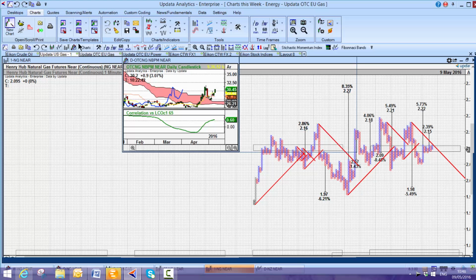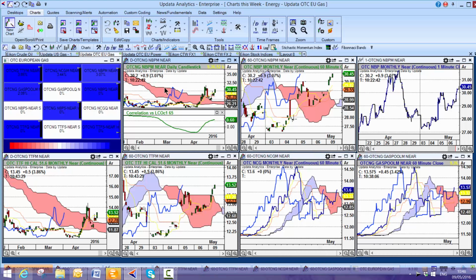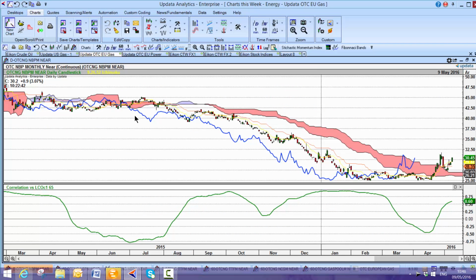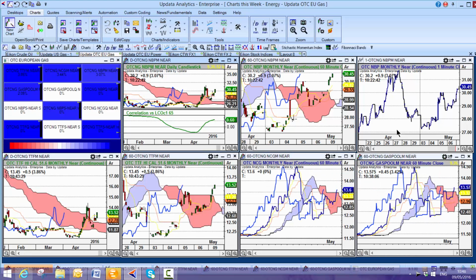If we take a look at European gas, looking very strong at the moment, through on the daily cloud, and now the lagging line coming through as well. So we are starting to see a long-term recovery. This hasn't happened for quite some time. We're starting to see some recovery in NBP prices. This is NBP front month. Correlation with Brent is quite strong, so rising Brent this week would help.